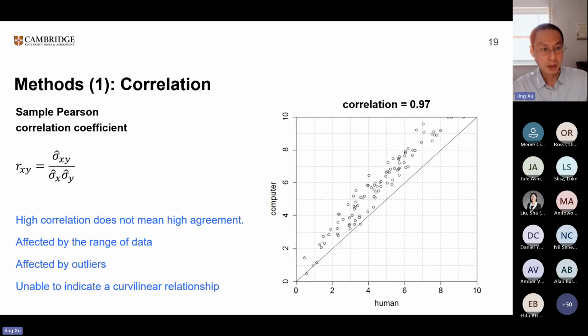The other problem with correlation is that the range of data has an impact on the correlation coefficient, and the coefficient could be affected by outliers. You have a lot of extreme cases on the two ends that will help boost the value of the correlation. And also correlation is unable to indicate a curvilinear relationship. We assume that the relationship is linear, but in some cases it is not.